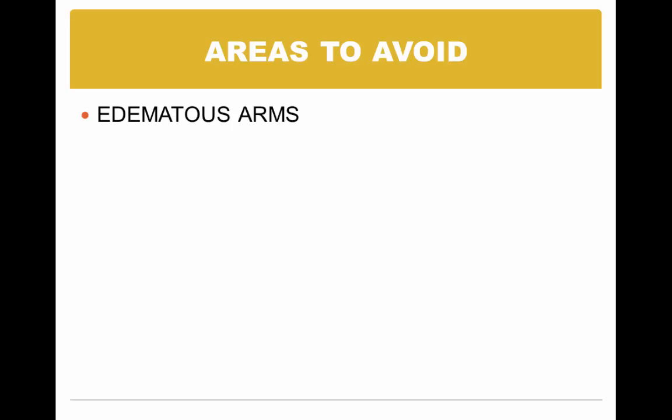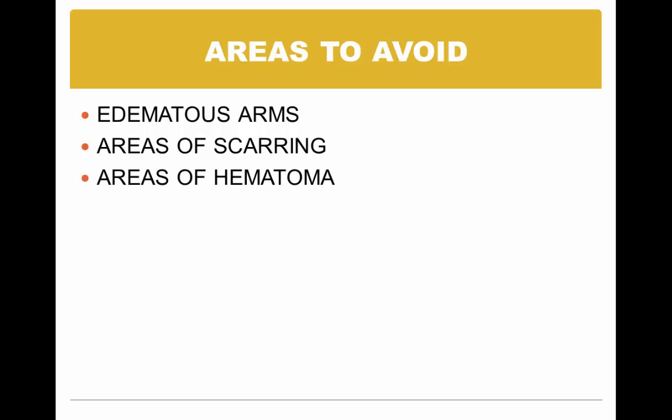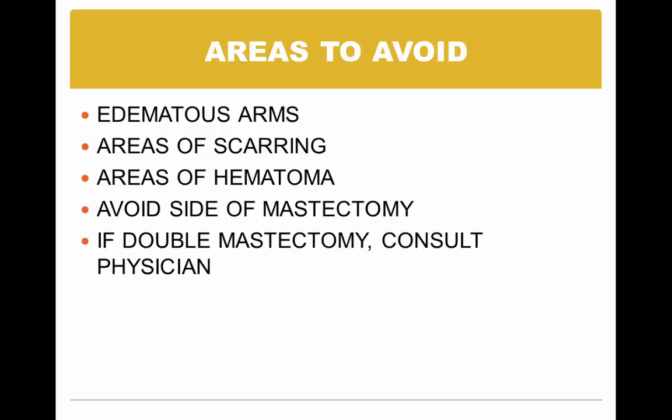Areas to avoid: edematous arms, areas of scarring, areas of hematoma. Avoid the side of a mastectomy patient. If there is a double mastectomy, check with your doctor as far as where they want the blood to be drawn from. With swollen arms, the tourniquet can cause further tissue damage. Scarring areas may cause excessive pain to the patient. The hematoma, we kind of talked about, can cause erroneous test results.